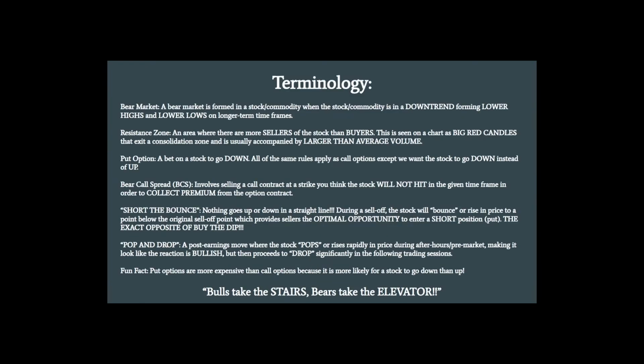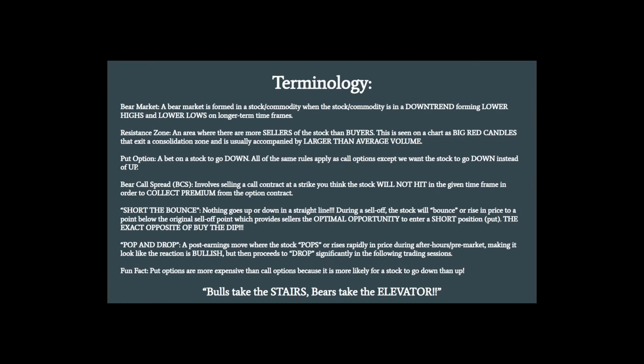So in order to think like a bear, you've got to understand some terminology, right? There are some things you've got to know. So what is a bear market? If somebody says we're in a bear market, what are they talking about? A bear market is formed in a stock or commodity when the stock or commodity is in a downtrend, forming lower highs and lower lows on longer-term time frames. So we're not talking about a 1-minute chart or a 3-minute chart. No, you're looking at dailies and weeklies to establish something that's called a bear market, that the stock is in a downtrend. Wonderful.